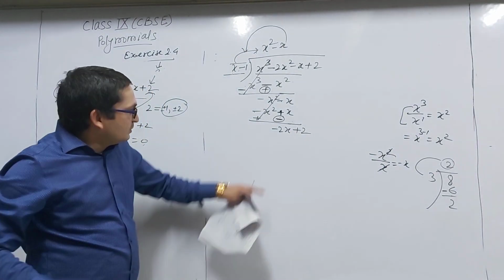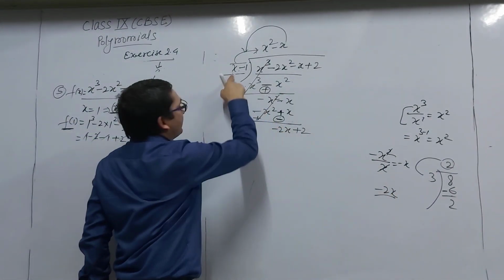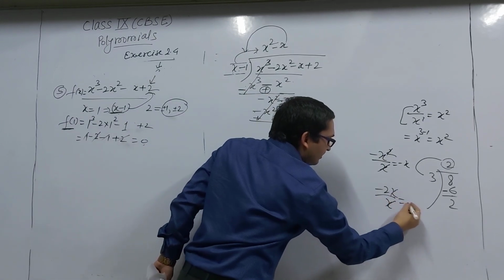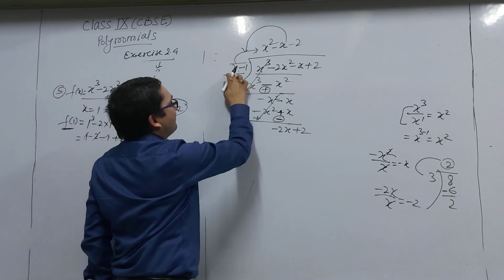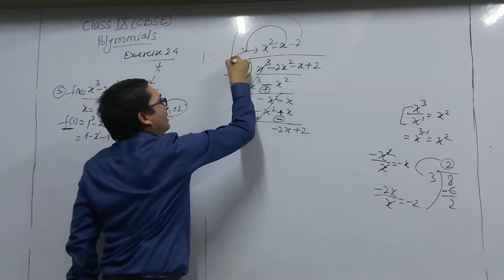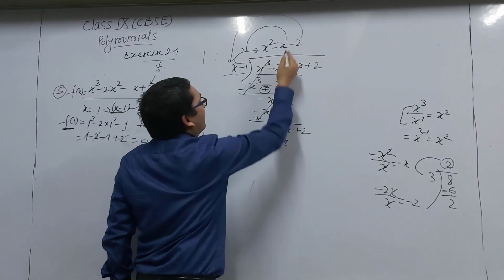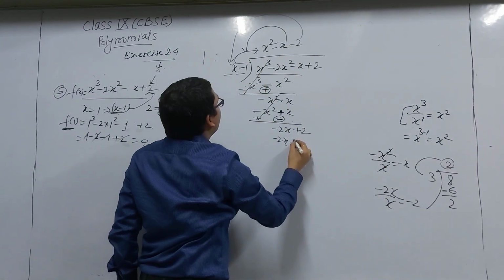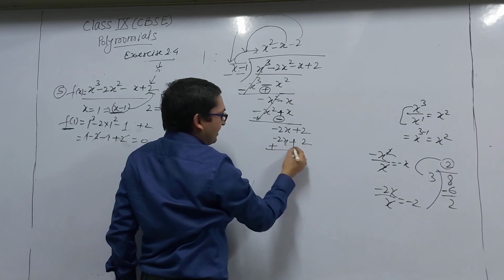Now again, this is minus 2x, the highest power value. Minus 2x divided by x gets cancelled, giving minus 2. So you write minus 2 here. Multiply minus 2 with the divisor: minus 2 multiplied with x is minus 2x, and minus 2 multiplied with minus 1 will be plus 2. Now subtraction: this is minus, so it will be plus; this is plus, so it will be minus, and it gets cancelled.